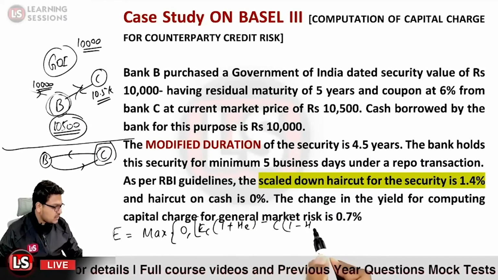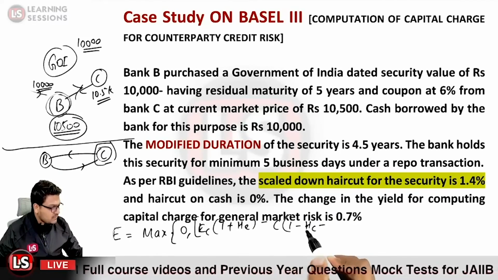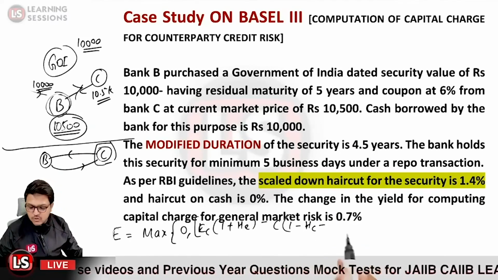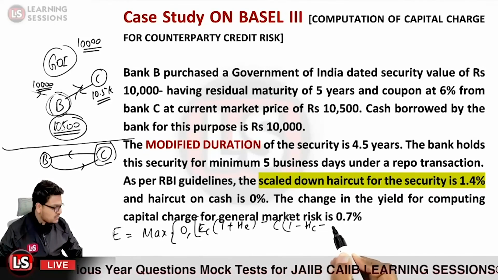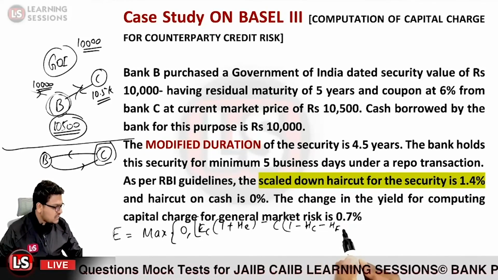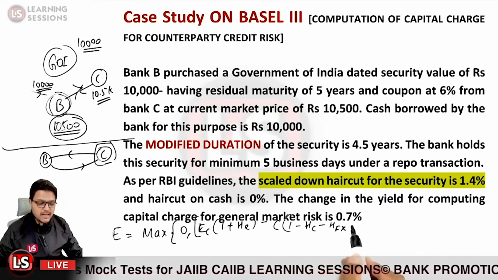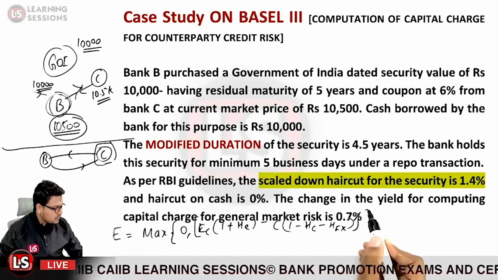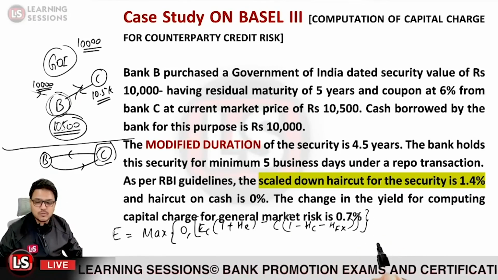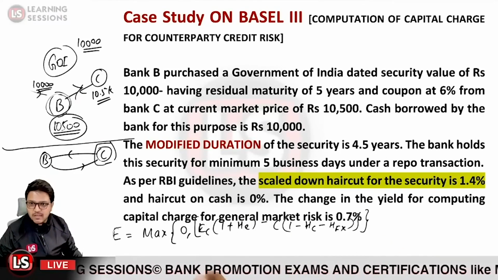So it will be 1 minus the haircut on the collateral, and further, if there is any foreign currency translation, that is also to be subtracted. That is represented by HFX, and that is how we calculate the net exposure. Is that clear? So there are different terms related to it.